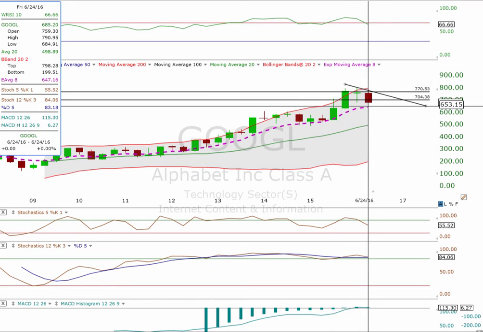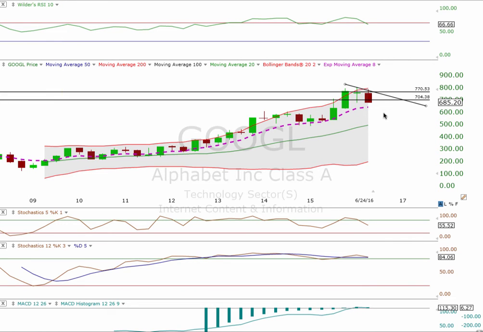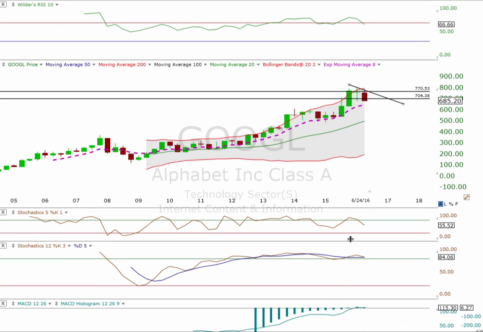Here's your EMA 8 on the quarterly. It's come down quite a bit. It looks like it has some more to go. You're just crossing down, and you're crossing down on the quarterly. So the EMA 8 has held for quite some time.